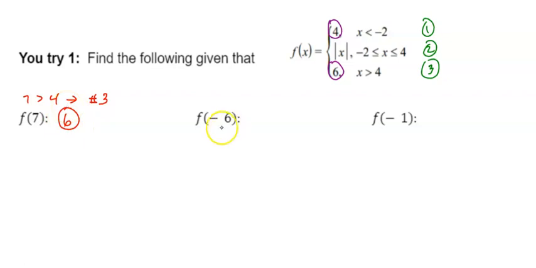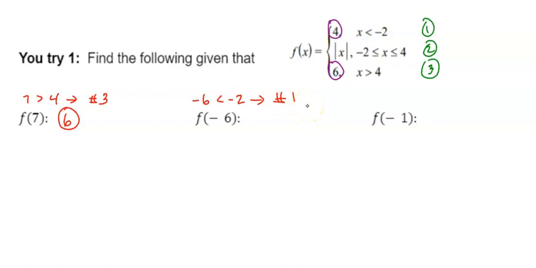Now for the second one, f of -6, again, we're going to go through the same exercise. Turns out -6 is less than -2. So that means we're going to use the first equation. Oops, let me stick with my notation here, or it'll bother me. We're going to use the first equation.